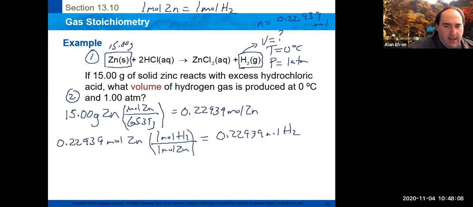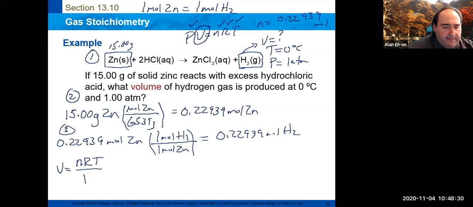And if we think about the ideal gas law, PV equals nRT, we have the pressure, we have the temperature, we always have R, we now have moles. So we can use the ideal gas law here for our fourth step to figure out the volume. So the volume in this case would equal nRT divided by P.